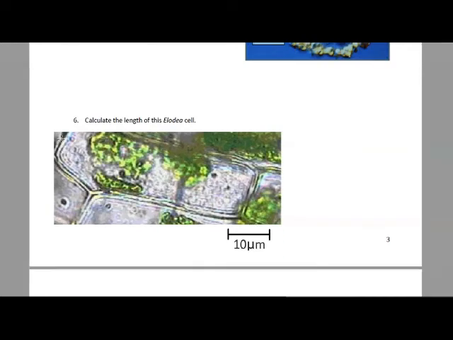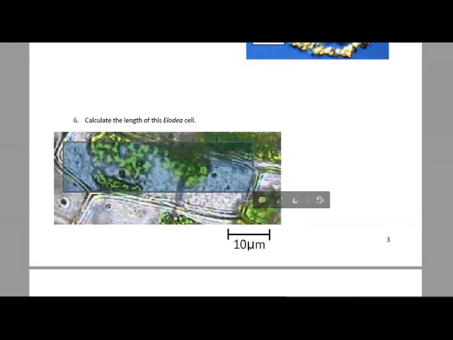Here the same. You need to calculate the length. We measure the length of the cell. We divide this value by the size of the scale bar times its value in order to calculate the length of this cell.